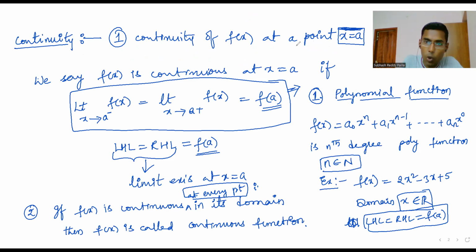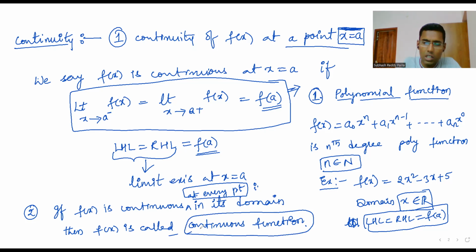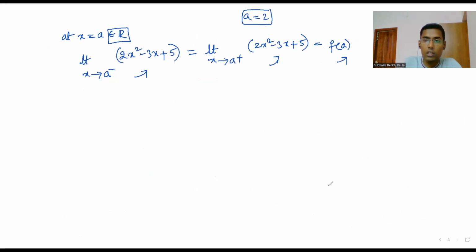continuity of a function at a point is one thing, and a continuous function is another thing. If a function is continuous everywhere in its domain, then it's a continuous function. Okay, right? So this is a continuous function. Now we'll go to another example. You may be wondering. I'll show you where you get discontinuity.